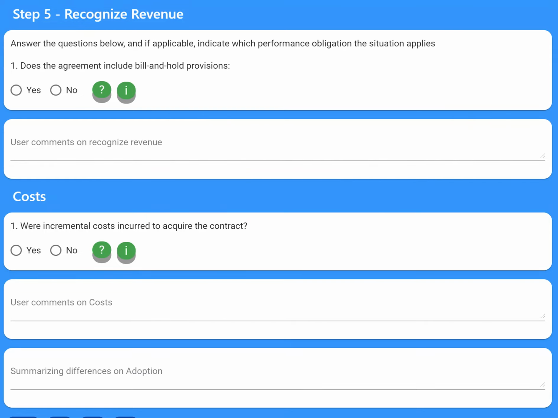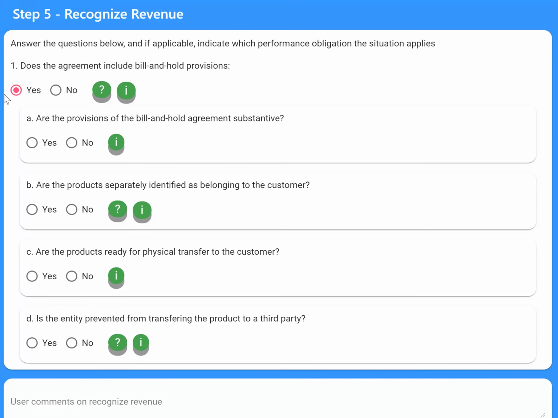So you see the first question you're being asked is, does the agreement include bill and hold provisions? If it has bill and hold provisions within the agreement, not always, but in certain circumstances, it can impact when the revenue would be recognized. So for purposes of the example, let's say yes. So you're now asked four questions.